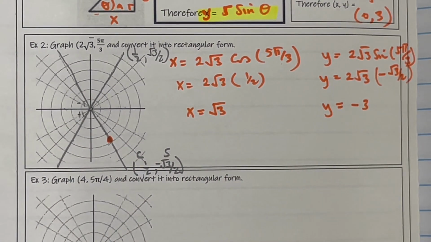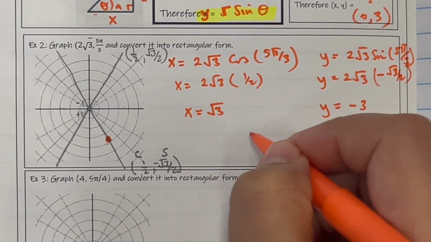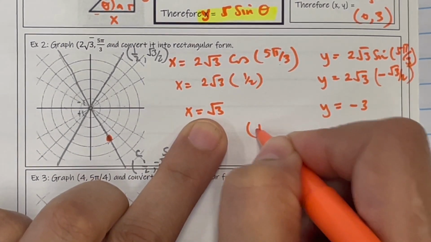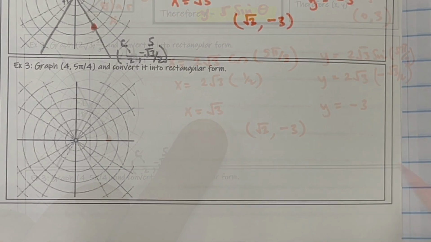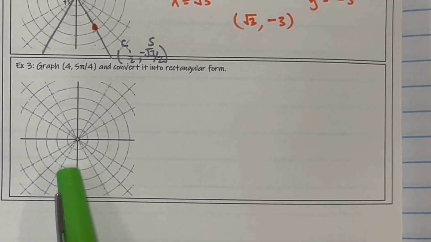Okay, just put it in the calculator. So if I write it in my rectangular form, I write x first, radical 3, and then y, which is negative 3. All right, so go ahead and try this example using the same method. Now, let's practice.